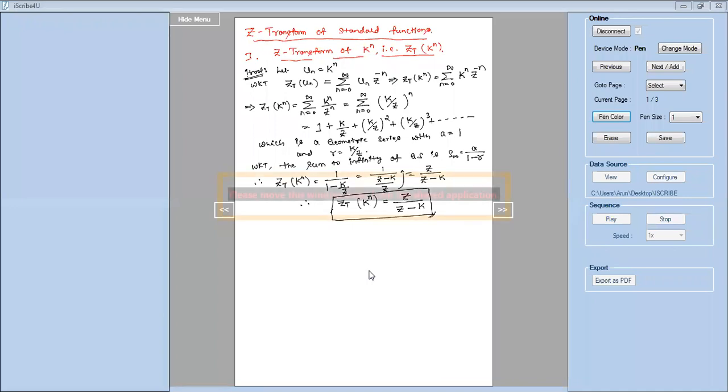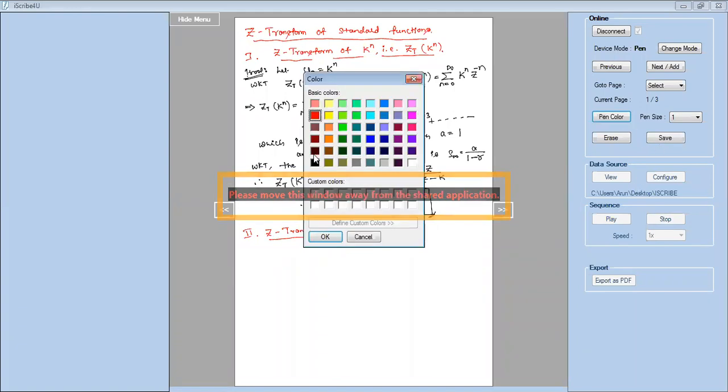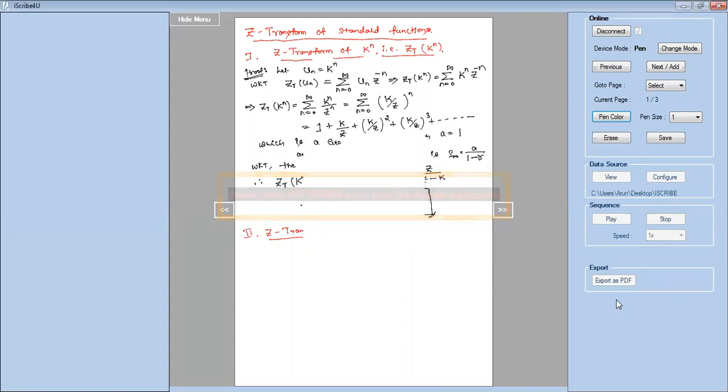So the second one, z transform of n. I want to find what is the z transformation for this. So just a minute. Okay, so proof.